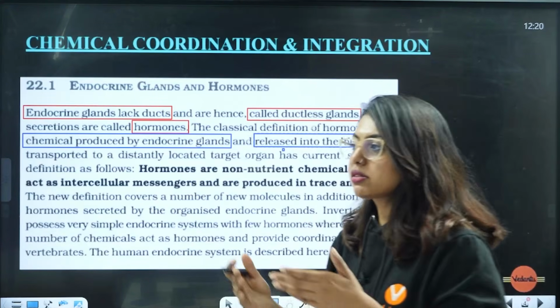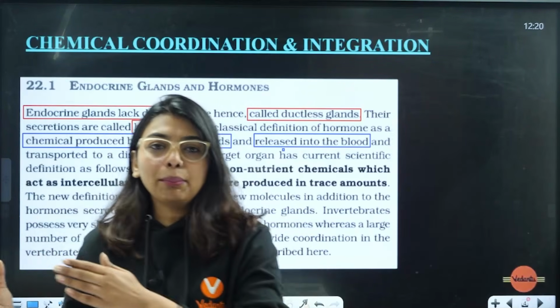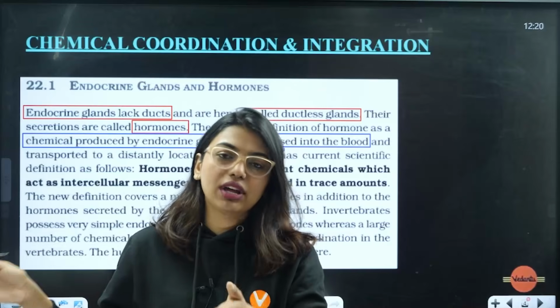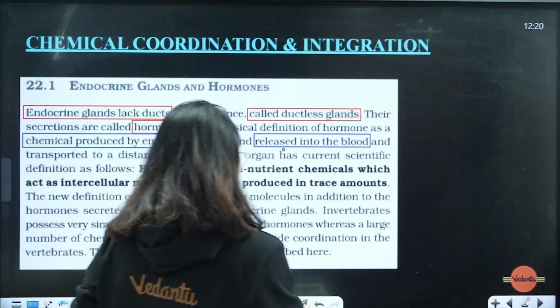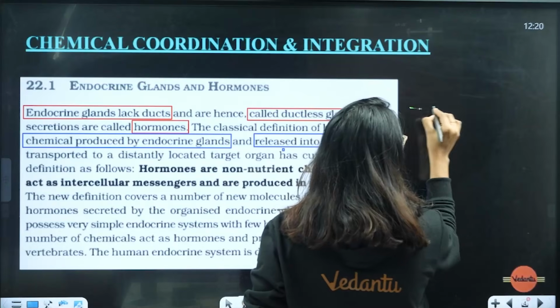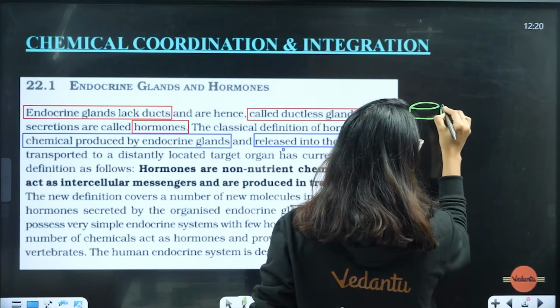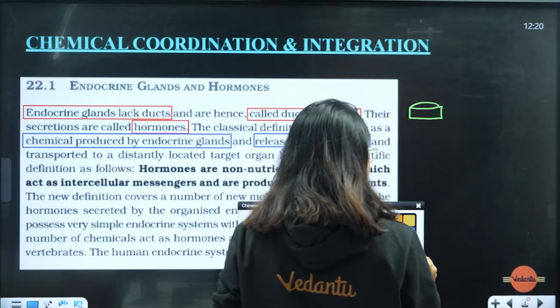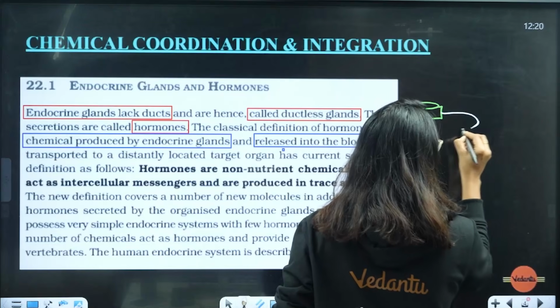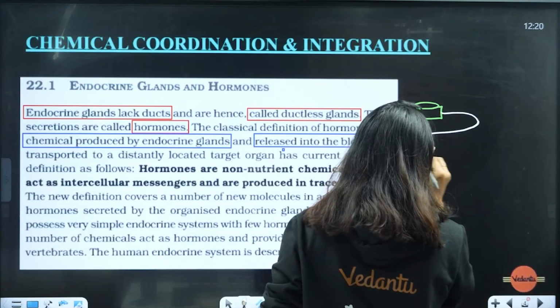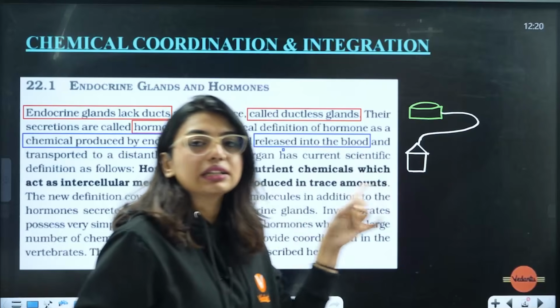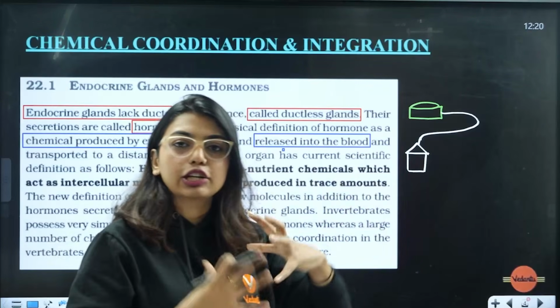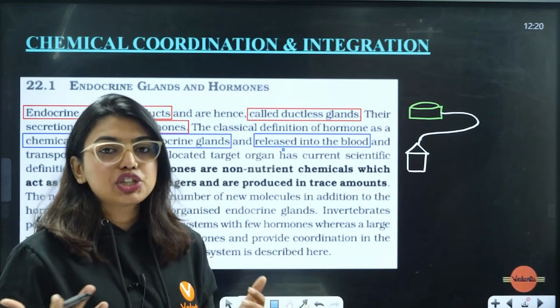Okay, example students. Imagine there's a well. Imagine this is the well. In the well, let's say one person has a pipe connection to their home. This will become a duct gland because there are ducts. Ducts are like tubular structures which will help the chemicals reach their destination.